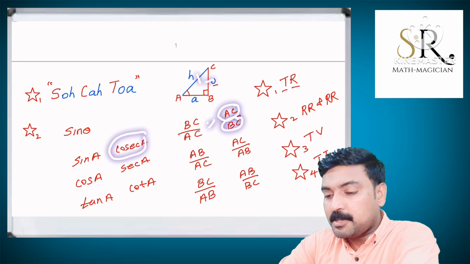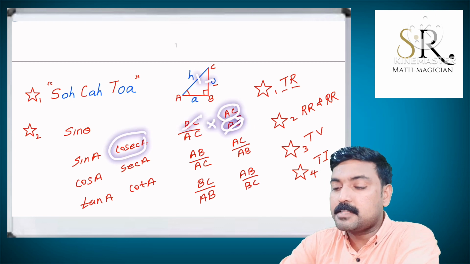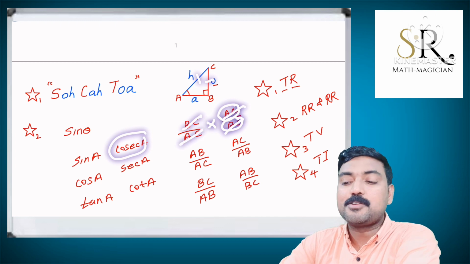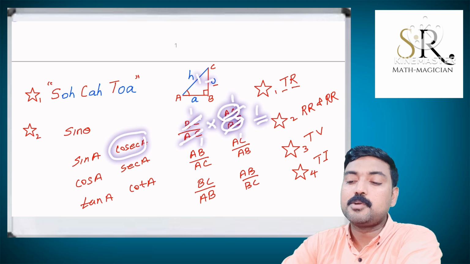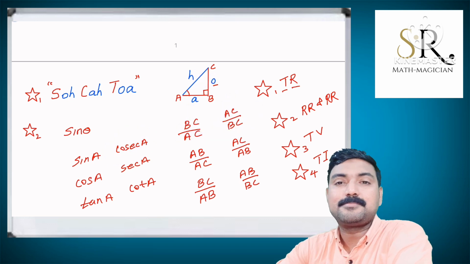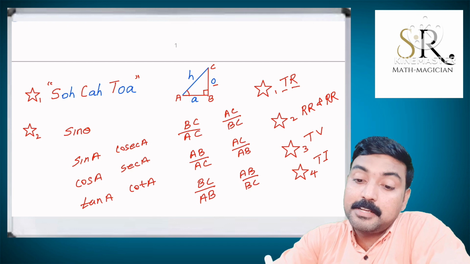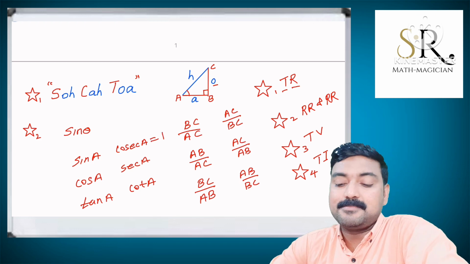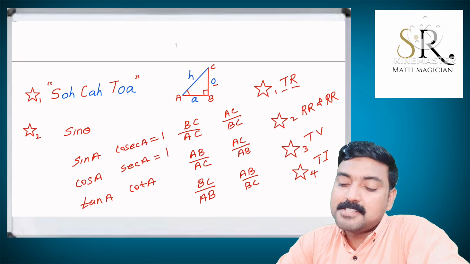If you multiply these two, what will be the answer? This BC and this BC will cancel. This AC and this AC will be cancelled. So 1 will be the answer. Cancelling means we are checking how many times? 1 time. So 1 into 1, 1. So we can make an equation. Sin A into cosec A is equal to 1. Cos A into sec A is equal to 1.